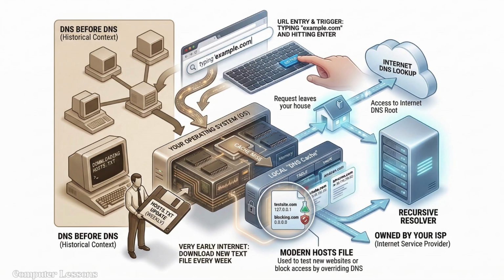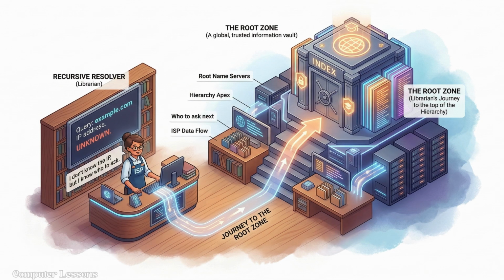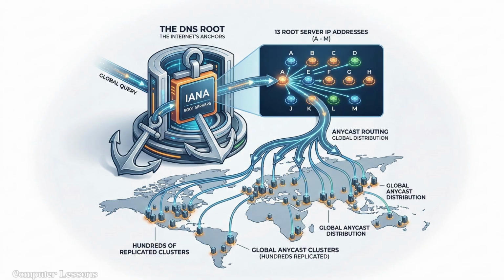If the answer isn't on your computer, your request leaves your house and travels to a recursive resolver. This is usually a server owned by your Internet Service Provider, ISP. Think of the recursive resolver as a librarian who knows exactly where to find information. It doesn't know the IP address of the website you want, but it knows who to ask. If it doesn't have the answer in its own memory, it starts a journey to the top of the hierarchy, the root zone. The root servers are the anchors of the internet, managed by an organization called IANA.